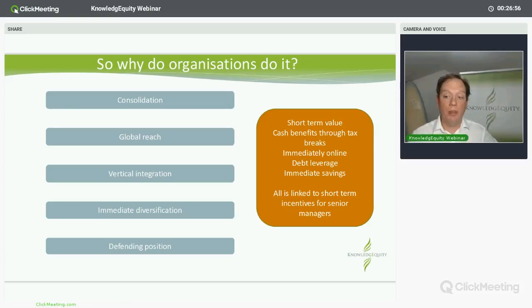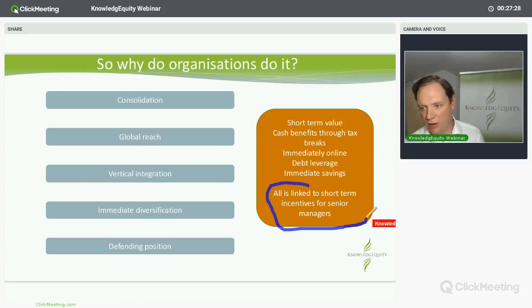All right. Some other problems. Short-term value they're looking for. Why? It's linked to bonuses. Cash benefits through tax breaks. Immediately online. Not online on the web. Online as in you now just start selling. You pick up Homebase, and the next hammer that goes through the store goes to a Bunnings revenue line. Debt leverage, so about you being seen as the capital growth stock and not an income stock. Possible immediate savings that never seem to be realised. This is just the thing that I find so damaging and so influential as to why they don't work.